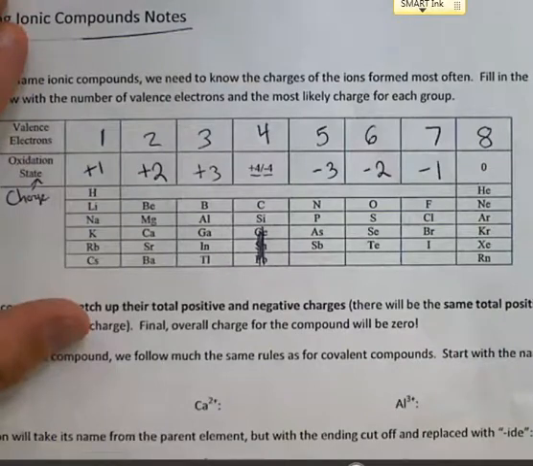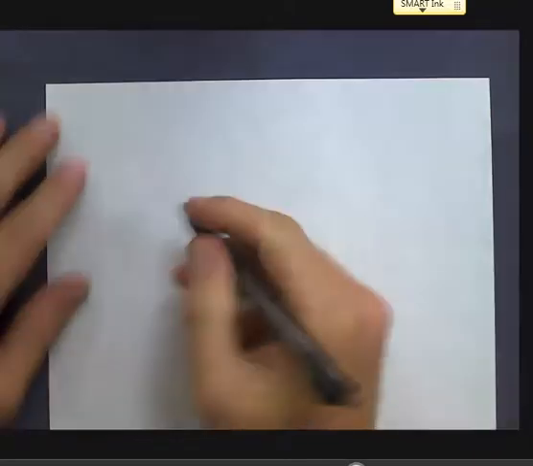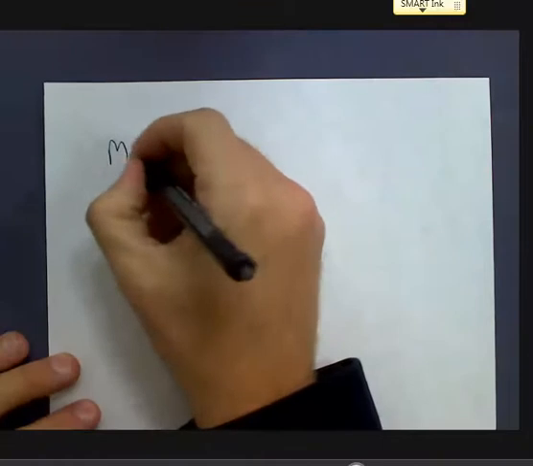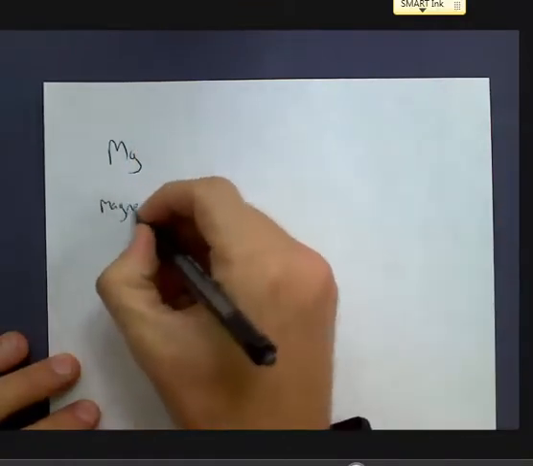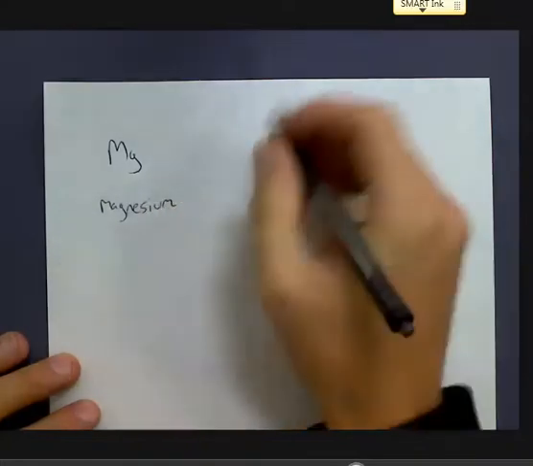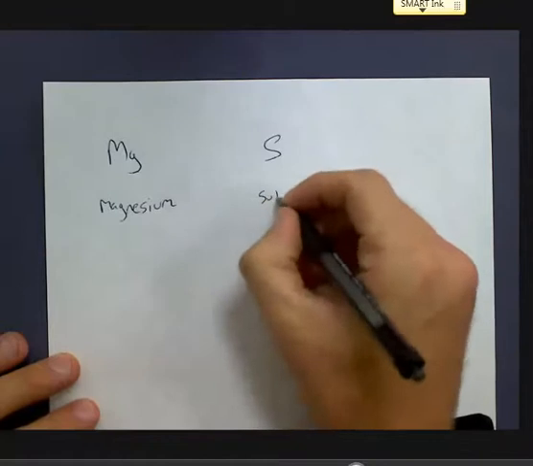So let's zoom out a little bit and figure out how we're going to name some ionic compounds. I'll give you a couple examples. We'll scoot this page out of here and come back to it later. So, a couple examples. Let's take a metal, Mg, that's magnesium. And let's take a nonmetal. How about S? That's sulfur.